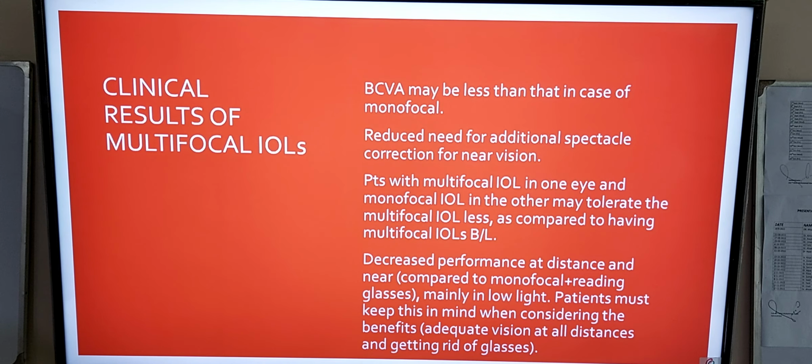If the patient has a multifocal lens in one eye and a monofocal lens in the other eye, he might not be able to tolerate the multifocal lens better. So we should use multifocal lenses in both eyes. And sometimes there might be decreased performance at a distant target and a near target, especially in low light. So it should be avoided in cases of macular disease or cone dystrophy patients.